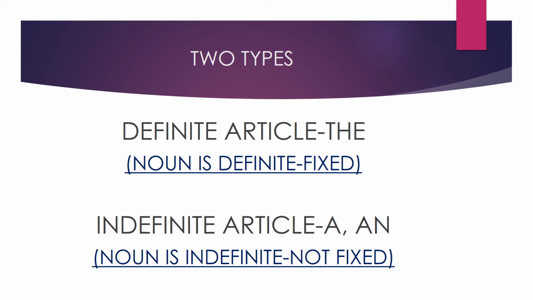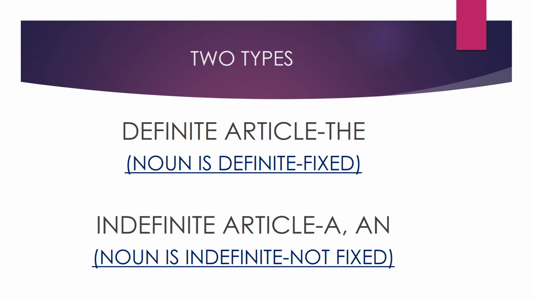Now articles are of two kinds. There are three articles divided into two types. The first one is the definite article. This is the. Now this word is used in a fixed situation. It is definite, and definite means fixed. When we refer to something that is fixed, then we use the.